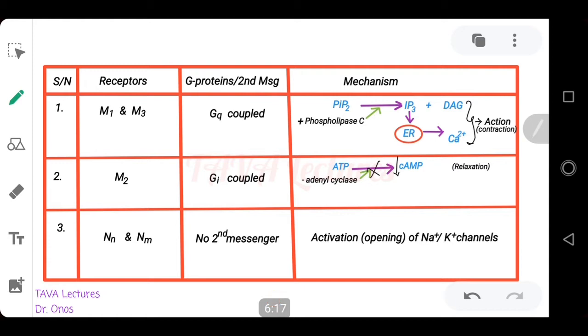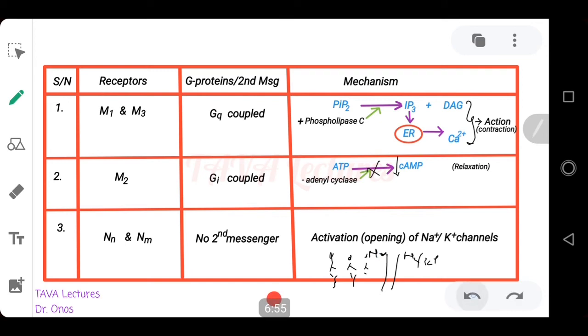The last one is nicotinic receptors, NN and NM. There are no second messengers like IP3, cyclic AMP, DAG, and the others. This one simply activates channels. So once you stimulate NN or NM receptors, if this is the membrane here, there are channels present on this membrane. These channels are pumps, sodium potassium pumps.